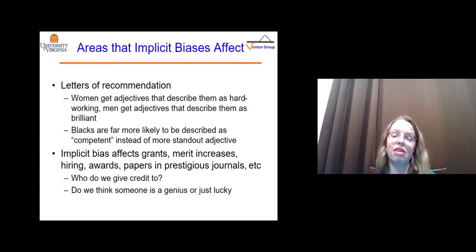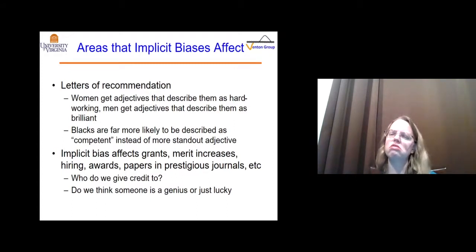There's a lot of literature out there that letters of recommendation are terribly gender biased, and probably minority biased, too. So people tend to use adjectives to describe women like hardworking, or they'll give a story about how they organized everything in the lab, right? So it's about how they kept up the lab, but not how they did science. Men tend to have adjectives that describe them as brilliant, as their work being extremely novel or innovative or that kind of thing.